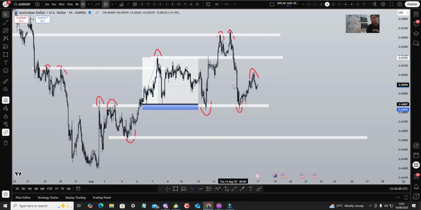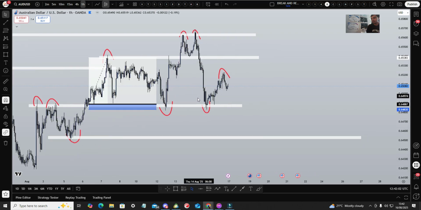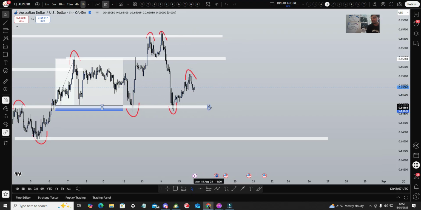So okay, now we've marked up our zones. Now look at this, these are support levels, right? When price gets here, where do you think price could go from?